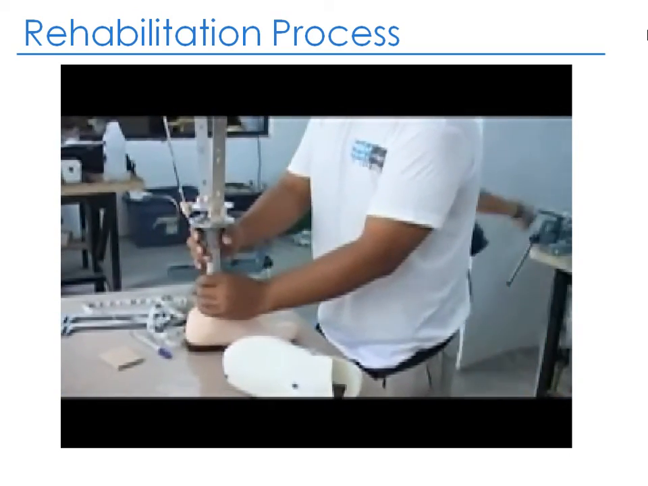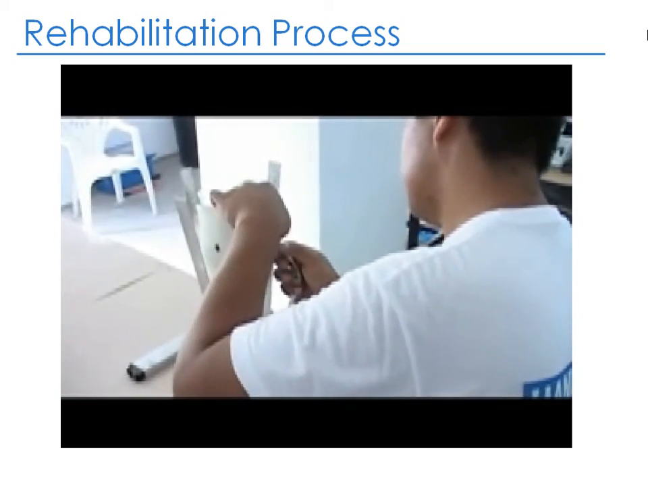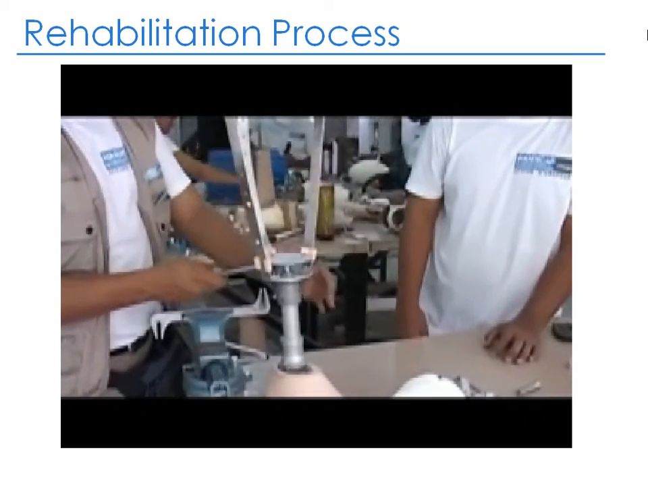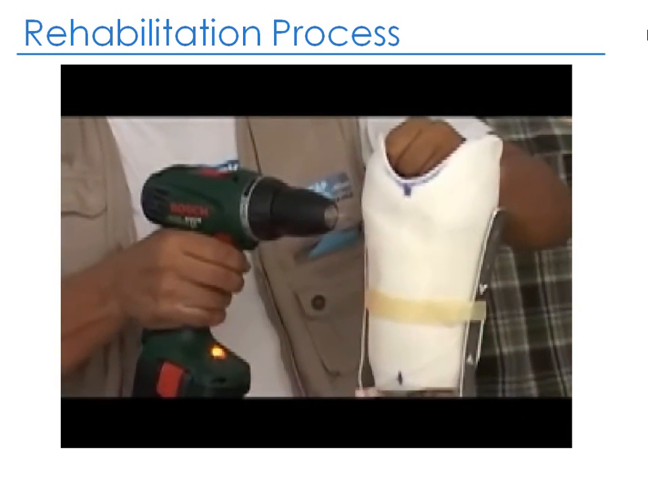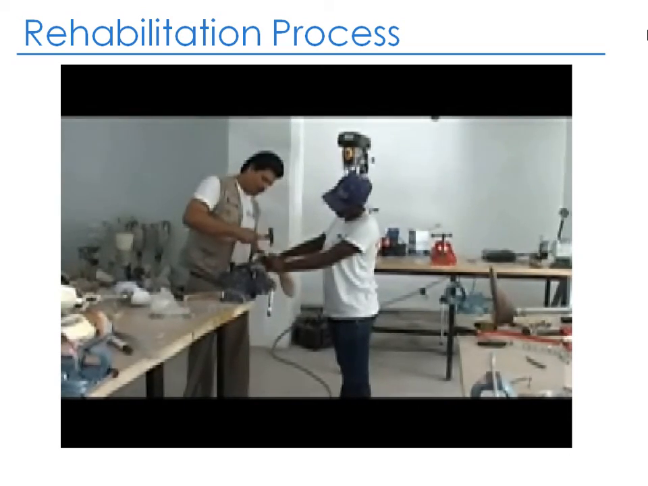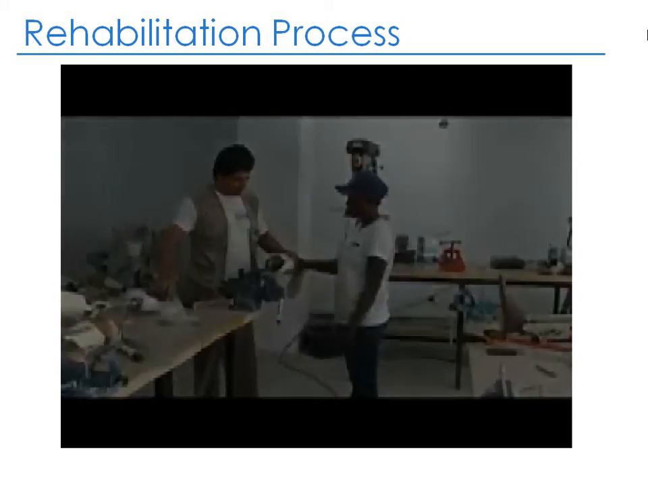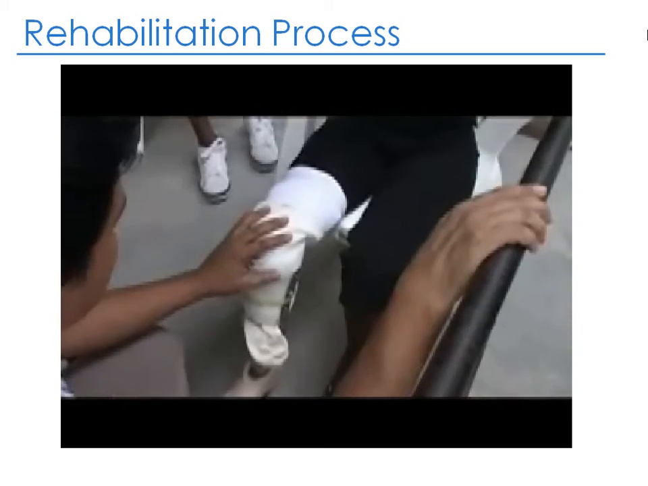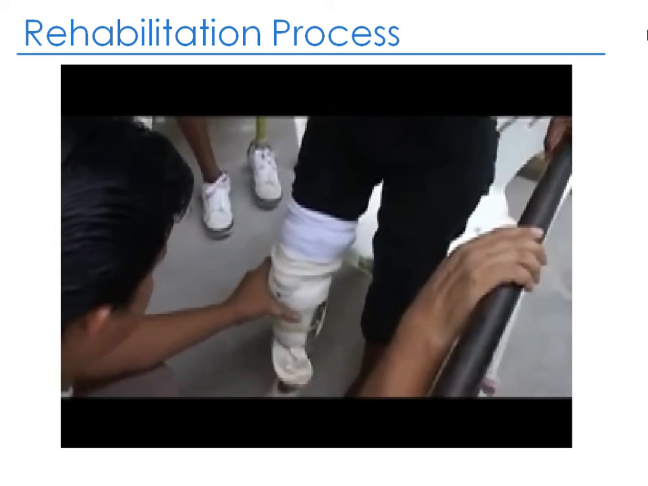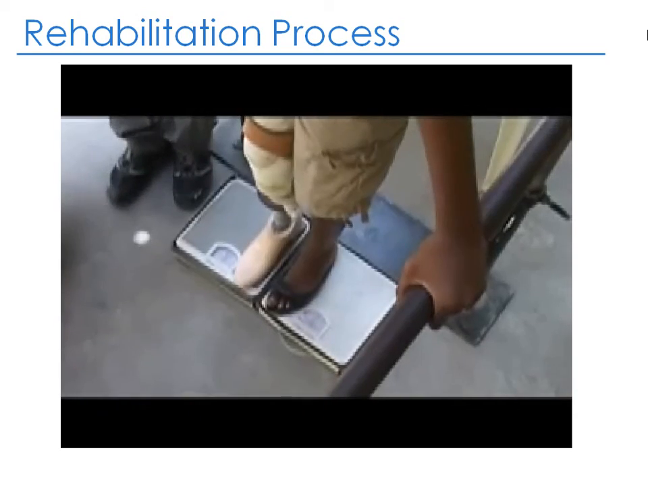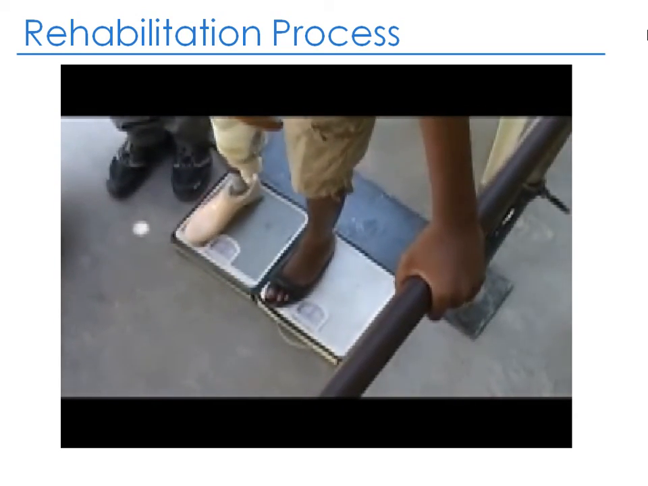Assembling the prosthesis. It comes as a kit, so it's very easy to make. And we have kits for below knee and above knee prostheses. Once the prosthesis is made, we'll start gait training. Make sure that the prosthesis fits well, and then we'll start with weight-bearing exercise.